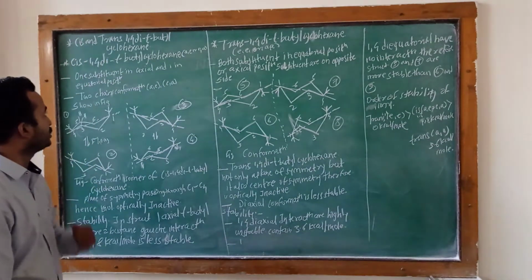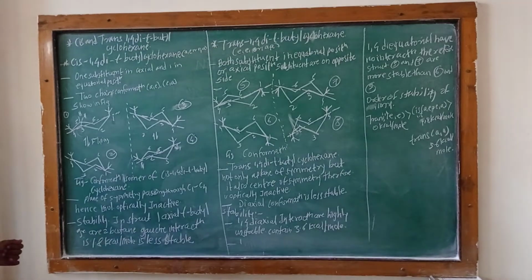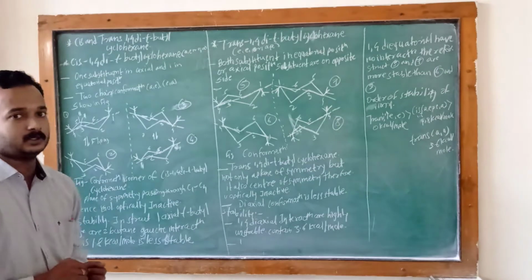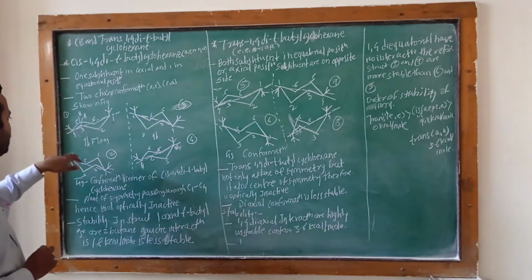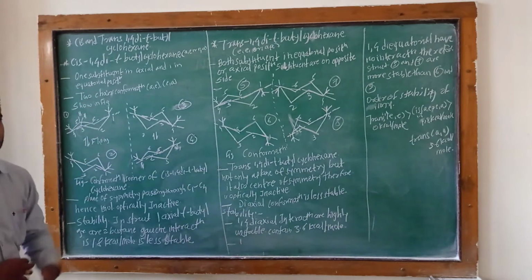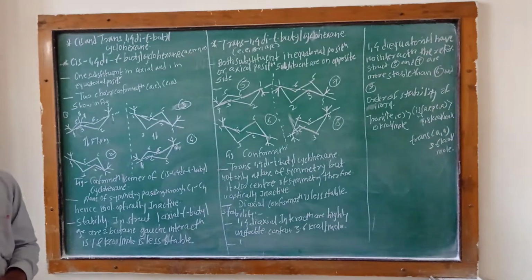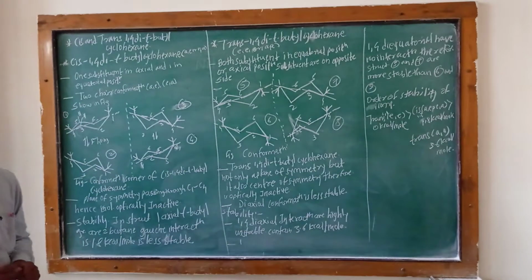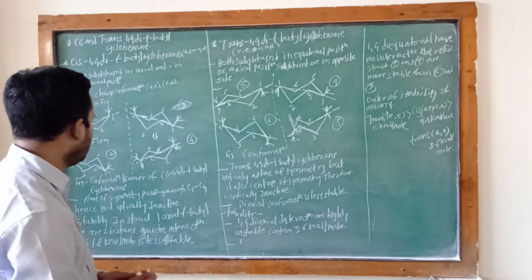In this lecture we will discuss the next compound, cis and trans 1,4-ditertiary butyl cyclohexane. In cis 1,4-ditertiary butyl cyclohexane, the arrangement is axial, equatorial or equatorial, axial. That is, one substituent is in the axial position and one substituent is in the equatorial position. These are the two chair conformations.